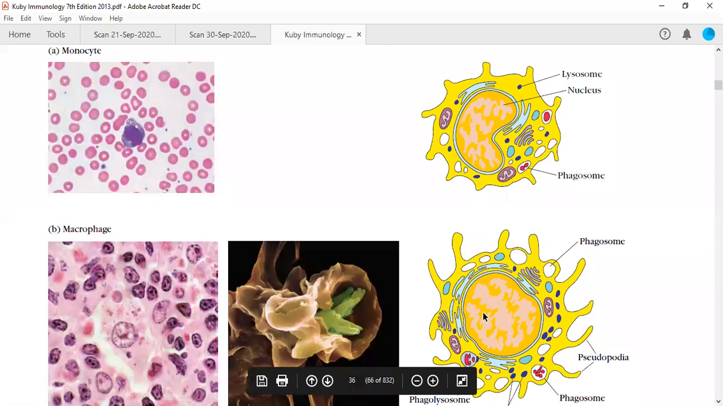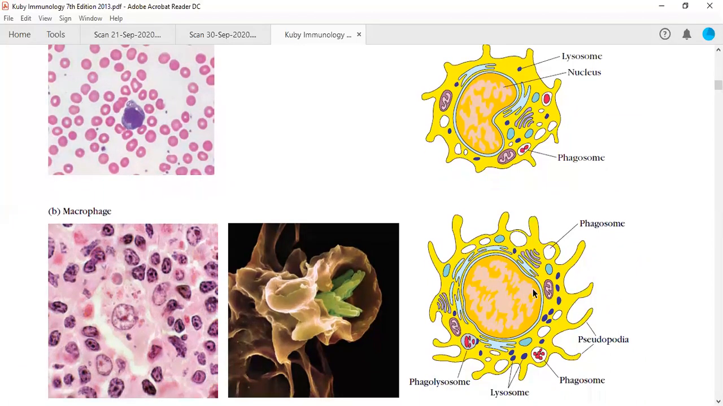And these macrophages are given separate names. They are called according to the tissue in which they are present. For example, in the brain, in our CNS, they are called microglial cells. In our kidney, they are called mesangial cells. In our liver, they are called Kupffer cells. So each time you talk about a tissue, these macrophages will have a different name. They are specialized cells and are named according to the tissue in which they are present. But overall, they have the same function because they are macrophages, right?